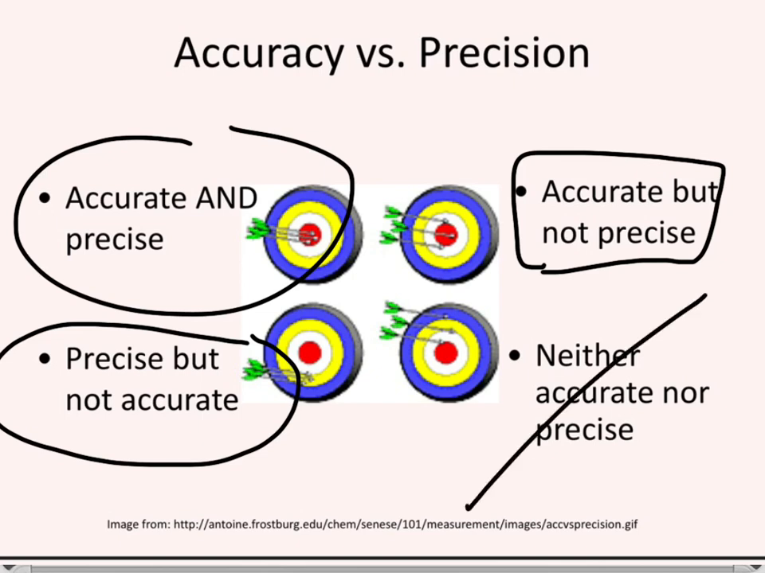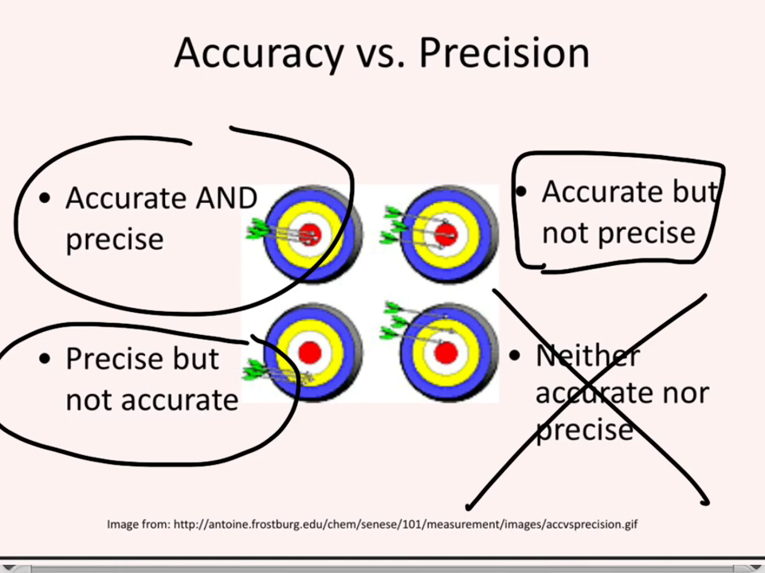Of course, the thing that we want to avoid at all costs is being neither accurate nor precise, at which point you might as well send a drunken chimpanzee to take your measurements as well as you, because you're not getting the right answer and you're not taking them carefully to make them precise.